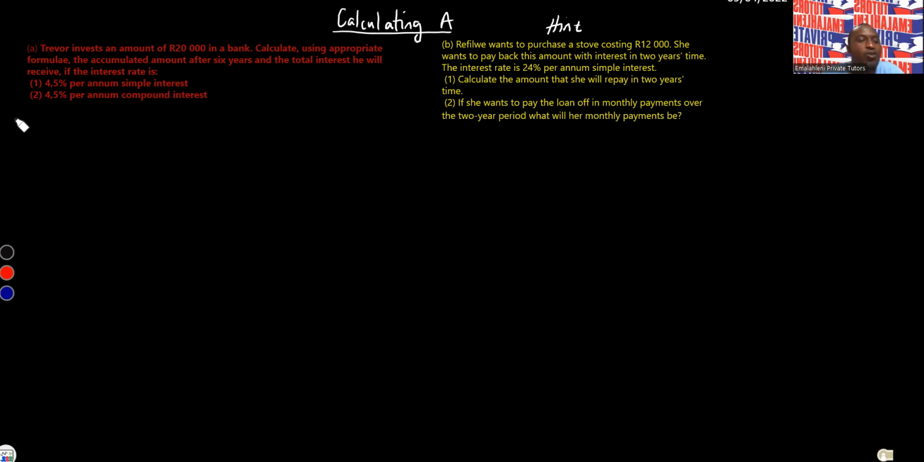Okay, now we must know that we have two different formulas. We have the one for simple interest and the one for compound interest. Let's look at number 1. So for the solution to number 1, we're going to use our formula A equals P(1 + IN). But now, what is our P? P is our principal amount, the amount that was invested. So here is the amount that was invested. It's 20,000.